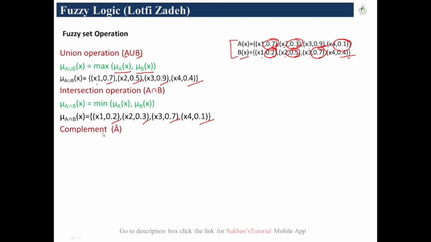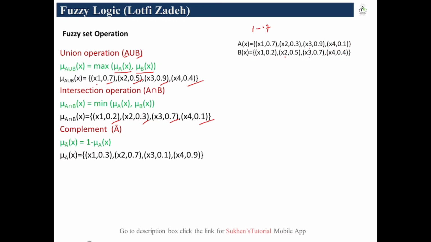Now complement operation. The complement formula is mu of A complement (x), that means 1 minus mu of A(x), just like this. 1 minus mu of A(x) for x1, 1 minus 0.7, that is 0.3, and 1 minus 0.3, that means 0.7, and 1 minus 0.9, that means 0.1, and 0.9. So this is basically mu of A complement, for set A.